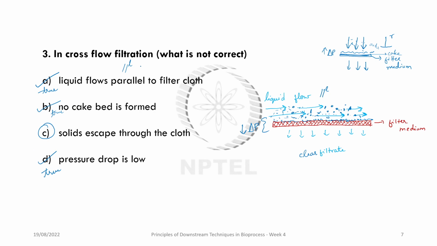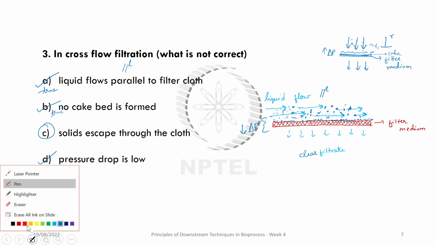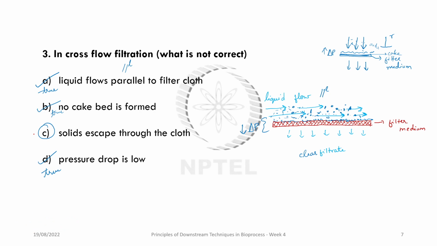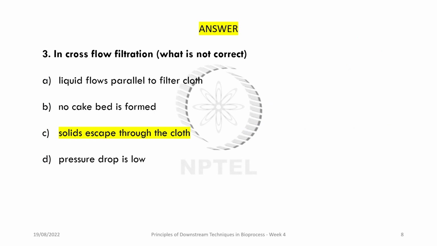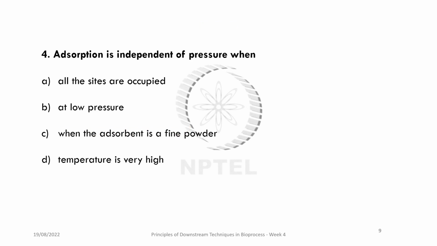So the only option which is not correct is option C. Can you all agree with this? Solids escaping through the cloth is the wrong answer for cross flow filtration. I mean, this is the wrong statement and the right answer. Correct? Okay, let's move on to question 4.